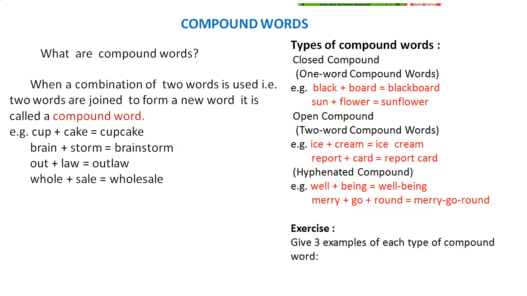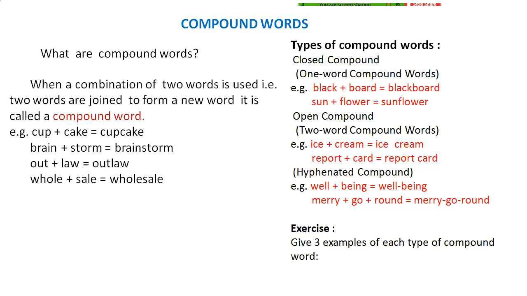Similarly, we took a word brain and another word storm. When we combined them together, or we joined them together, they formed a new word with a totally different meaning, and that is brainstorm. And then we took another word, out, and another word, law. We joined them together or combined them together to form a new word with another meaning, that is outlaw.